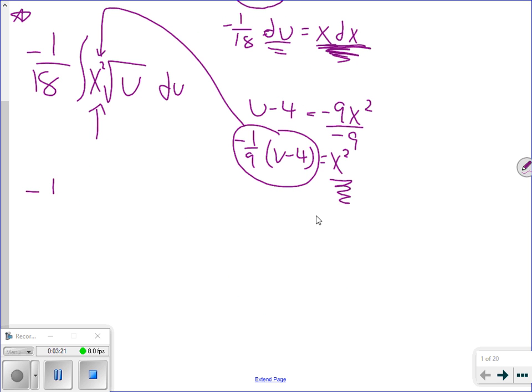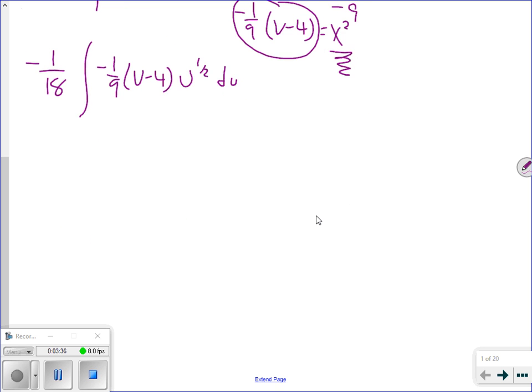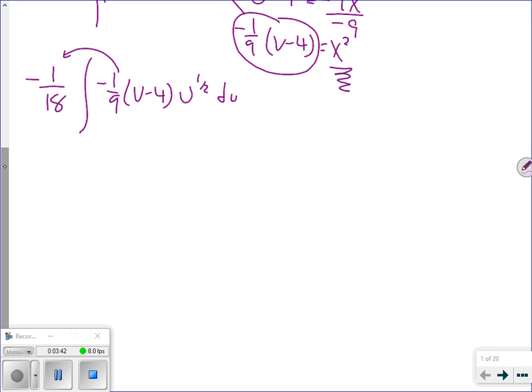Let's look what happens when I do that. So I got negative 1 over 18, the integral of, instead of x squared, I got negative 1/9 (u minus 4), and then the square root of u, or I'll just say u to the 1/2. And this is something I can integrate, right? I can bring the negative 1/9 out. I can make that positive 1 over 162. And then I can distribute the u. So u to the first times u to the 1/2 is u to the 3/2 minus 4u to the 1/2.